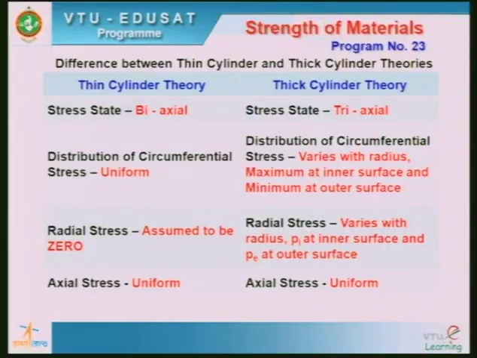We try to consider even the radial stresses. Now, in case of thin cylinder theory, we were just talking about a biaxial state of stress. That is, we had only the circumferential stress which acts along the circumference and the longitudinal stress which acts along the length of the cylinder. So, in any given element, we had only 2 normal stresses, whereas in case of thick cylinder theory, we have all 3 normal stresses coming into picture. They are the circumferential stress, the longitudinal stress, and even the radial stress coming into picture.